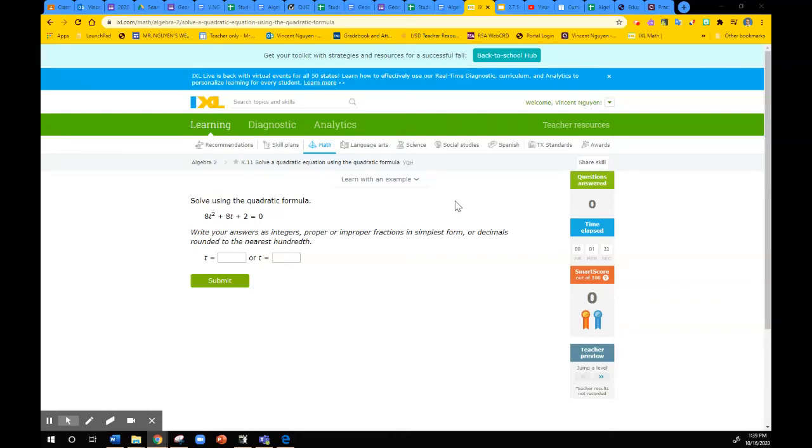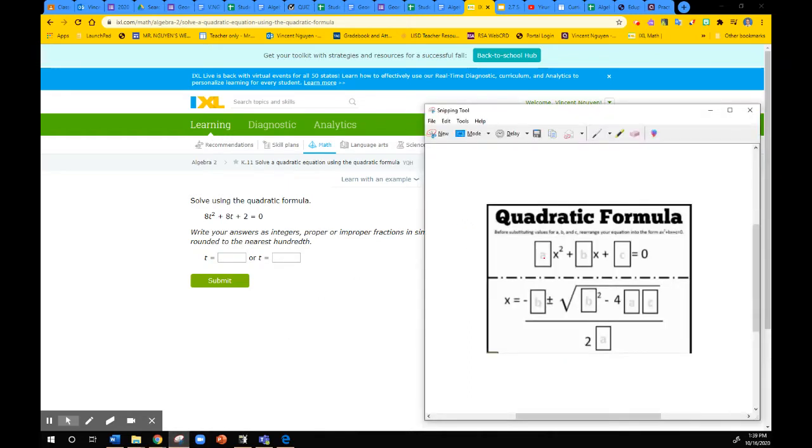Today we're going to be working on using the quadratic formula to solve quadratic equations. I'm going to be using this quadratic formula with the blank spaces here to help you figure out what's A, what's B, and what's C, and how all of those values go into the formula. And I will be showing you how to use your graphing calculator to simplify some of these math expressions. Okay, so let's get started with this first example here.